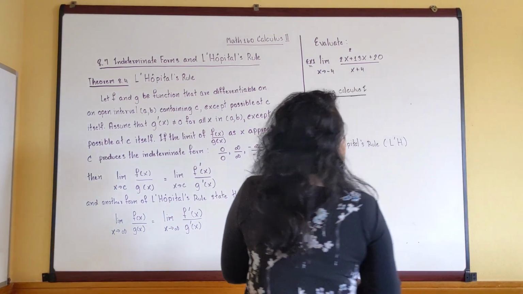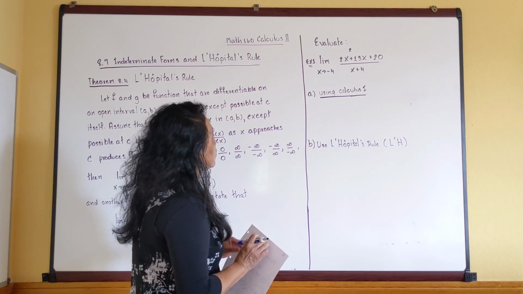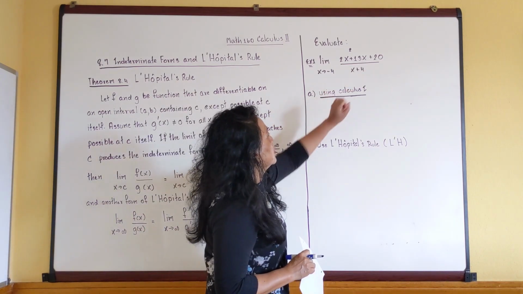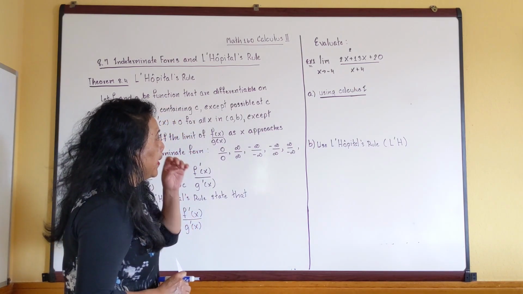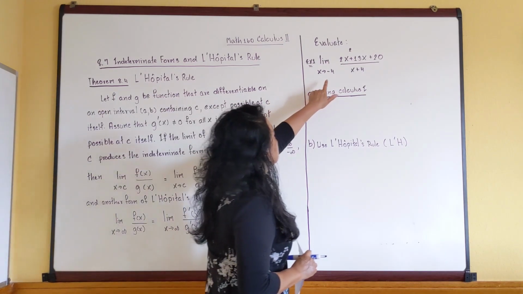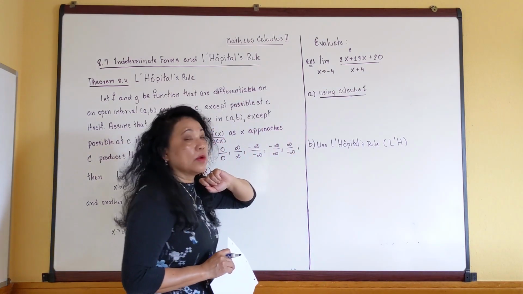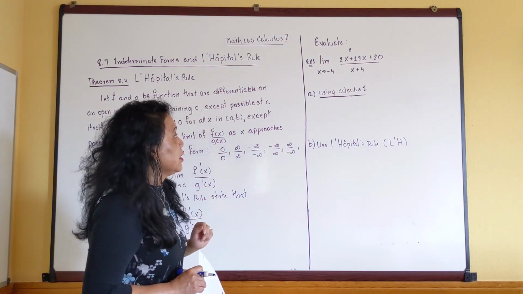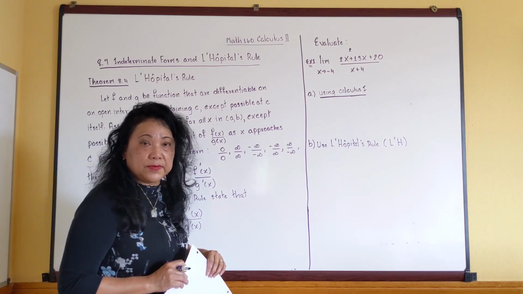Alright, the first example, limit as x approaches -4 of this function. If you remember Cal 1, I think it's in chapter 1, if we substitute -4 in here, you're going to have 0 in the denominator, which is undefined. So from Cal 1, we can simplify this first.